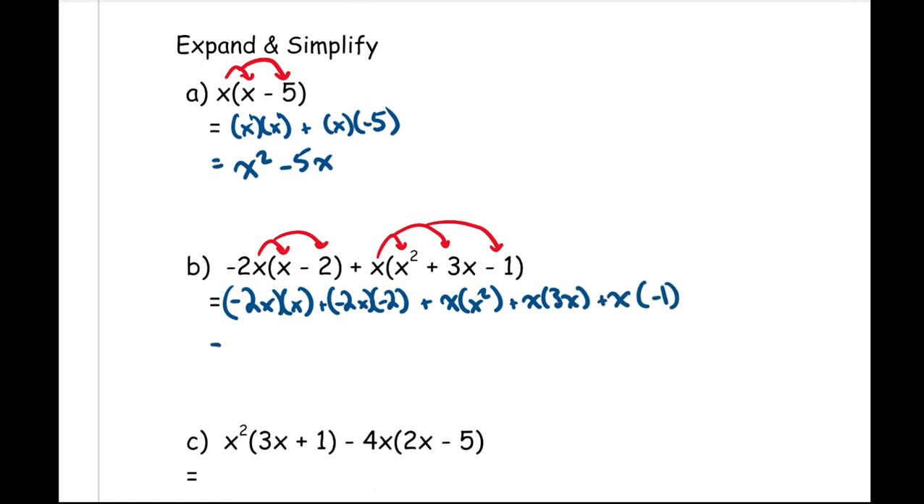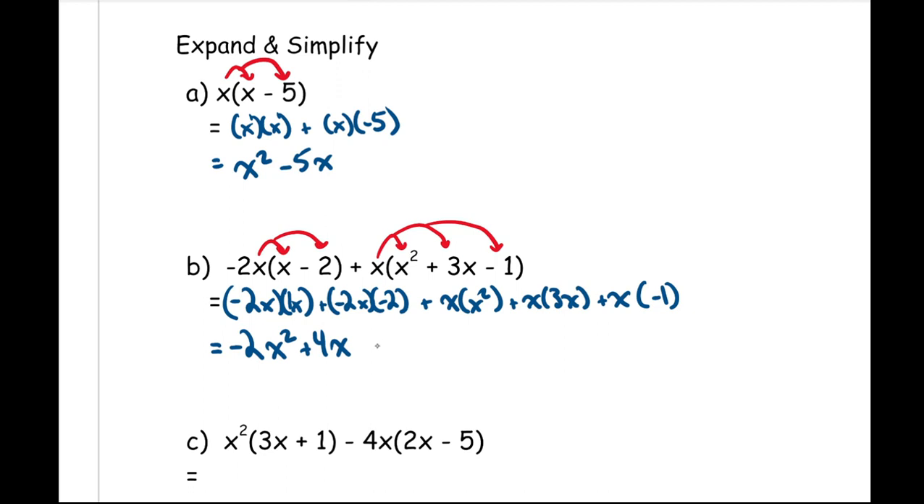So going back to what I meant about multiplying the numbers and the variables, if I look at negative 2x times x, you could say there's an invisible 1 with that x. So negative 2 times 1 is negative 2. X times x is x squared. For the second one, negative 2x times negative 2. Multiply the numbers. So negative 2 times negative 2 is positive 4. And the x is just carried over.